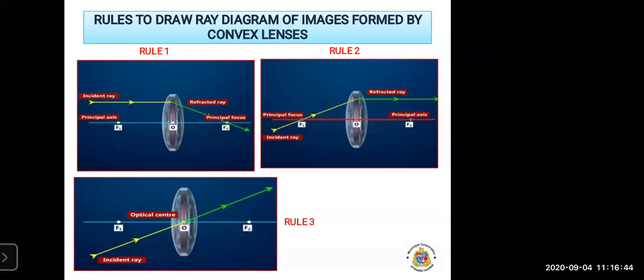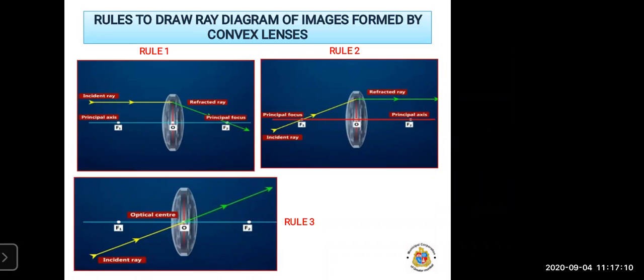Now rule number 2: when the incident ray passes through the principal focus, after refraction, the refracted ray is always parallel to the principal axis. Compare rule 1 and rule 2. Both are opposite, right? So what is the second rule?